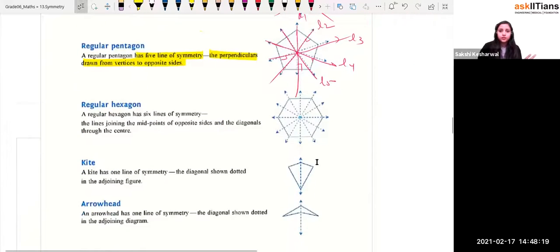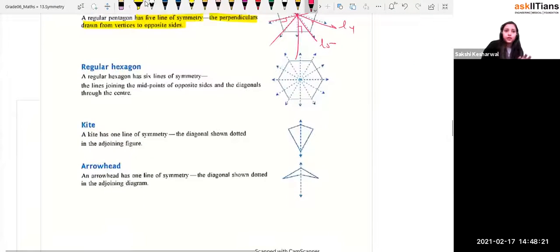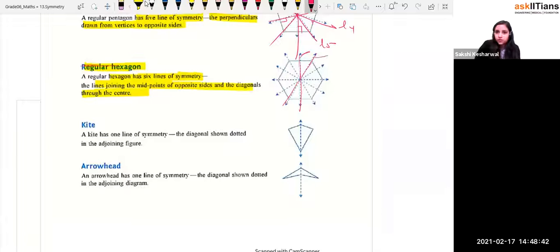Now if you see this clearly, beta, for a regular hexagon, how many lines of symmetry does a regular hexagon have? Six lines of symmetry, right? And the lines join the opposite sides, and the diagonals go through the center, right? So this is going to be one. This is going to be two. So this is vertical. This one is diagonal.